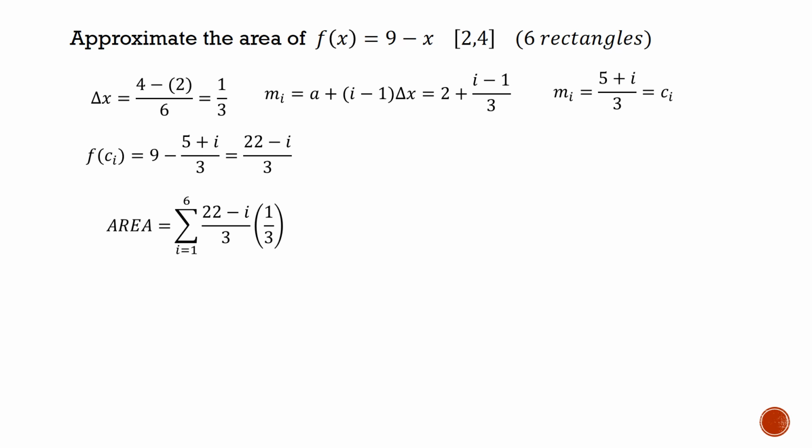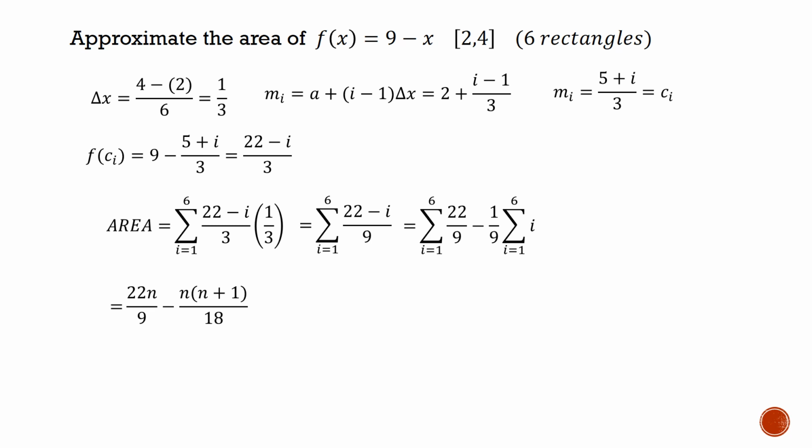We set up the equation, we simplify, we expand, we break it up, and we end up with 22 over 9 times the summation as i goes from 1 to 6, minus 1 over 9 times i. Once again, the summation of i, we've seen this formula before.